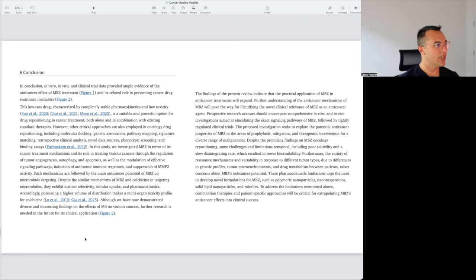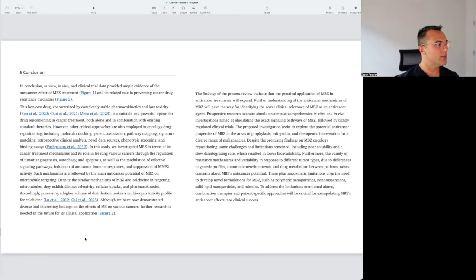In this study, we investigated mebendazole in terms of its cancer treatment mechanisms and its role in treating various cancers through the regulation of tumor angiogenesis, autophagy, and apoptosis, as well as modulation of effective signaling pathways, induction of anti-tumor immune responses, and suppression of MMP2 activity. Such mechanisms are followed by the main anti-cancer potential of mebendazole on microtubule targeting.